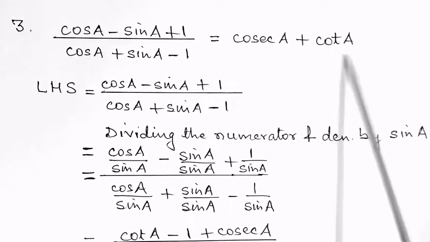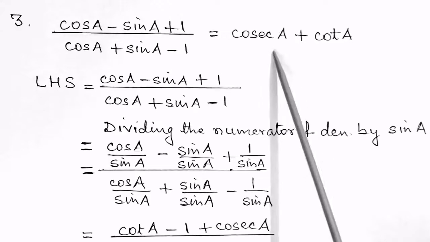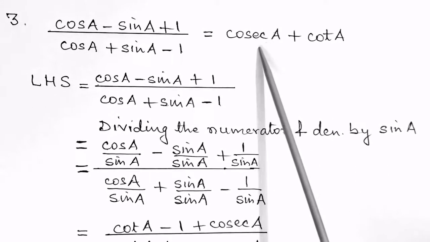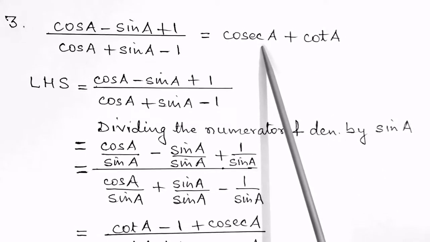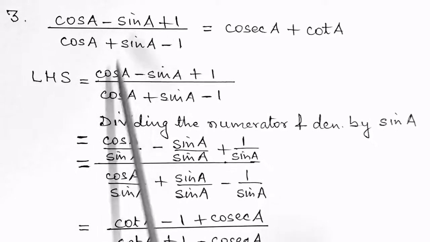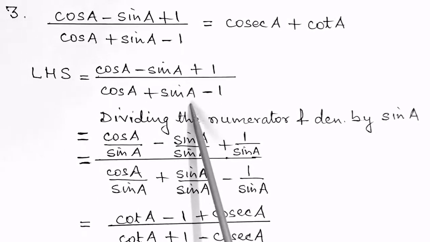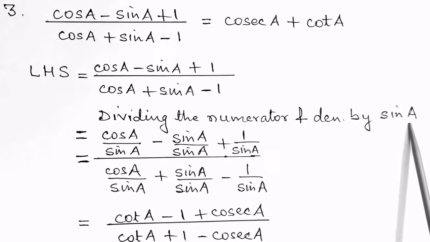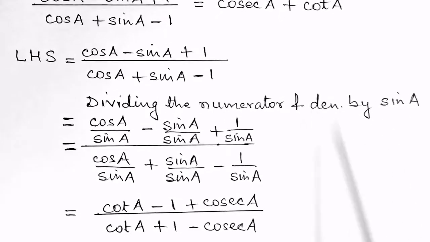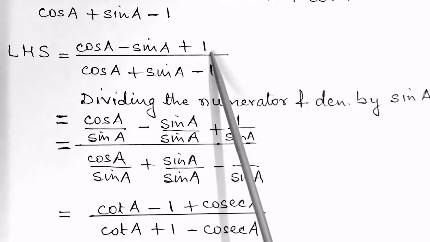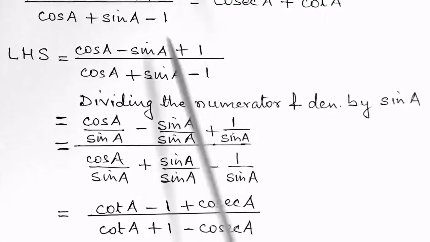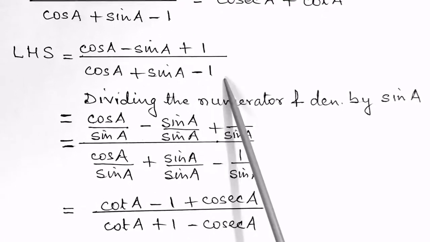What do we need? We need cosecant and cot. Now what is cosecant? It is 1 upon sin, right? So I start with the left hand side and I am dividing the numerator and denominator by sin A, as I told you earlier, because cosecant is 1 upon sin. So we divide the numerator as well as the denominator by sin A.